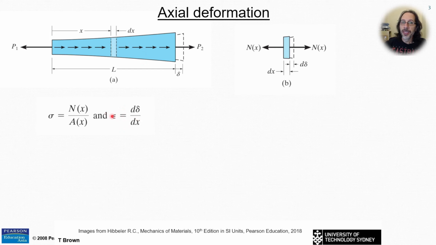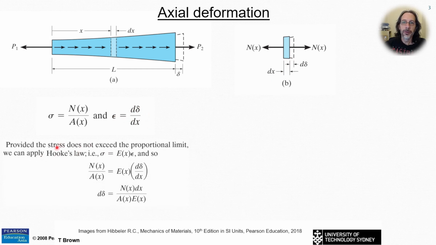And we know that the strain is equal to change in length over original length, but now we're just looking at this little small elemental or differential length dx here. We're not looking at the whole length L because the strain is not uniform over the whole length. But over the small length dx, we can make the approximation or simplification that the strain is uniform over this small length dx, and say strain is d delta over dx.